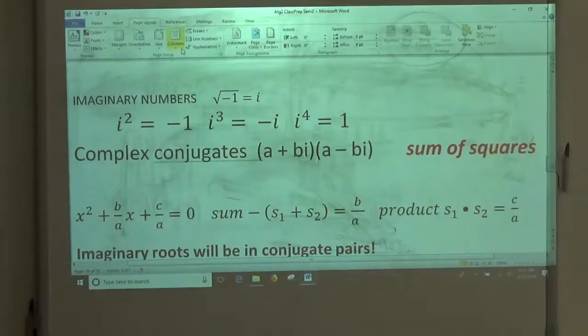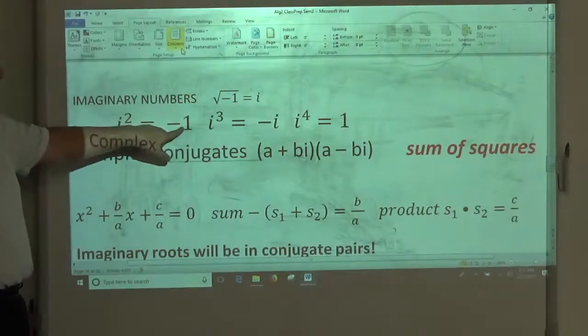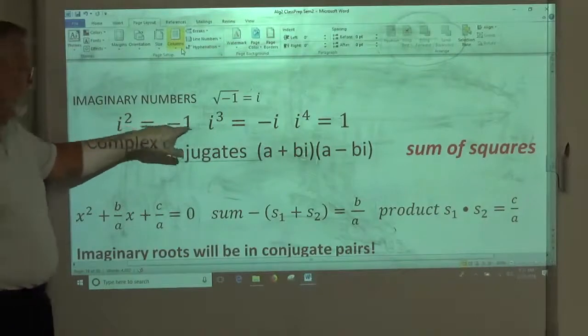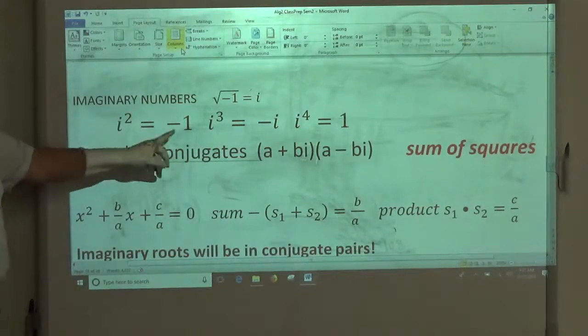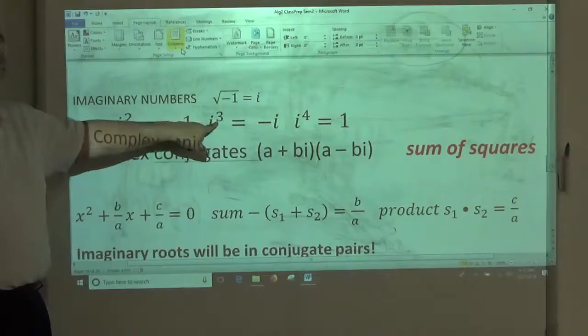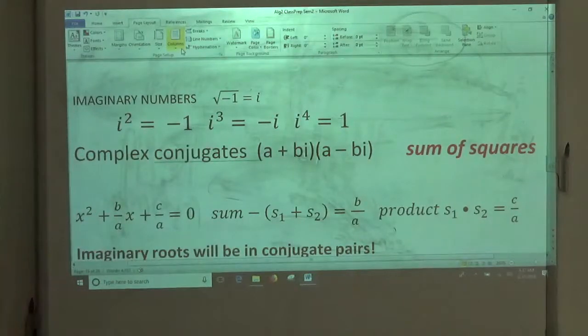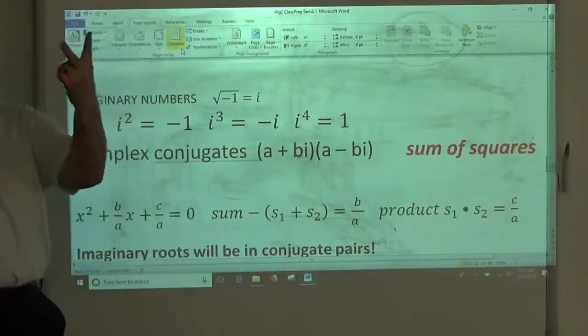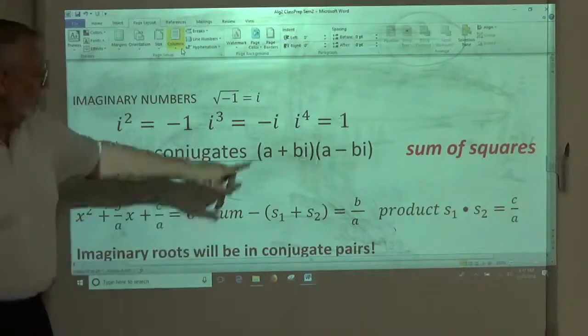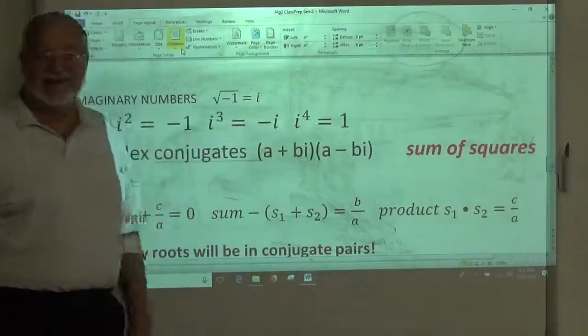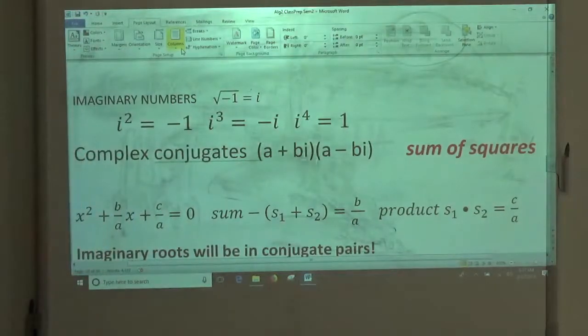Now, what happens when we take this and add another i? -1 times i is negative i. So when you have 3 i's, i to the third power, the value is negative i because 2 of these make a negative 1. Does that make sense? Okay. All right. Now, for the fourth one, 2 of them make negative 1, and the other 2 make negative 1, and negative 1 times negative 1 is positive 1. Okay? Yay.